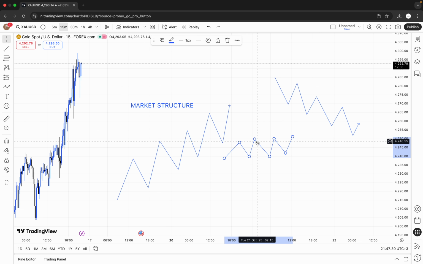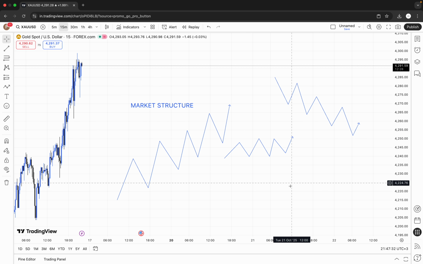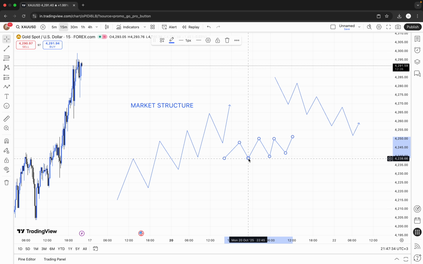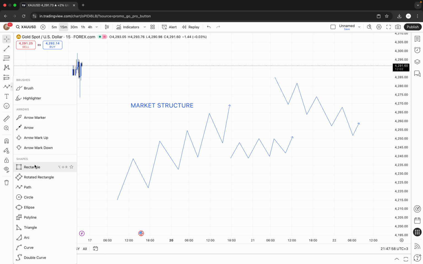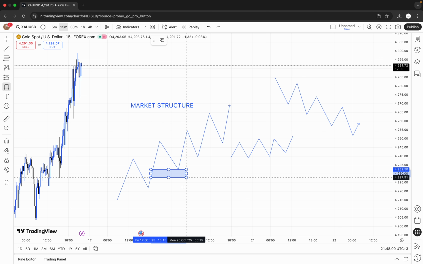Don't mind my drawings. The most important thing here is to identify the trend. And after understanding the trend, you have to understand supply and demand. Where is the supply? Where is the demand? You have to analyze swing highs. You have the supply zone, which is here. This is the supply zone. This is the demand zone, sorry.